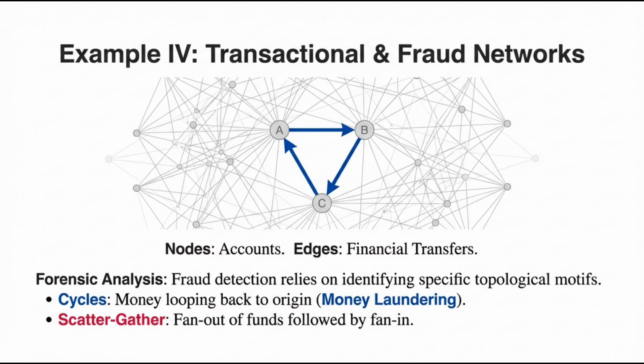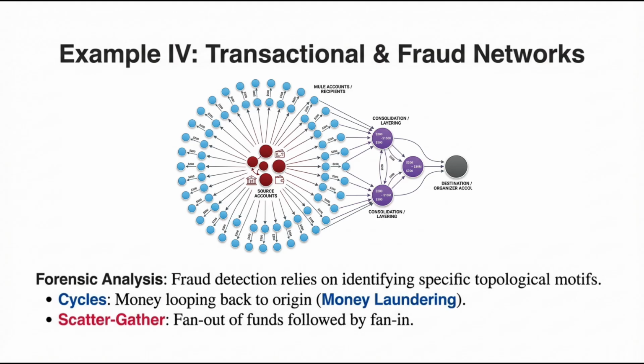This can be a red flag for money laundering because circular flows may be used to disguise the true source or destination of funds. The second motif is scatter-gather behavior. That means money fans out from one node to many nodes and then later converges back in. This pattern can suggest layering, concealment, or coordinated movement of funds.